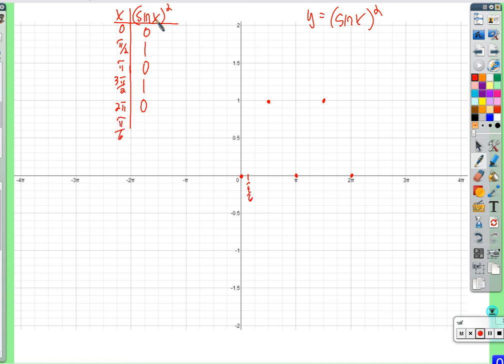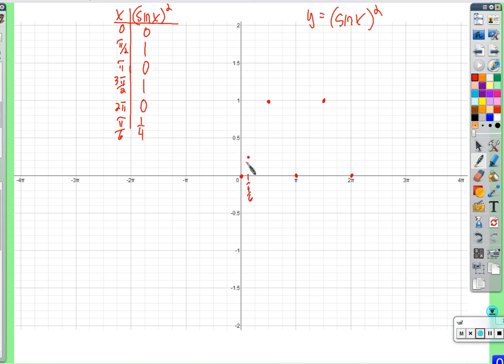What's the sine of pi over 6? 1 half. Now, what's 1 half squared? 1 half times 1 half, not 1 half times 2. 1 fourth. So if you square a number that's less than 1, it's always going to come out smaller than it started. So 1 half times 1 half is 1 fourth, and all these numbers are going to be smaller. We'll have 1 fourth instead of 1 half.